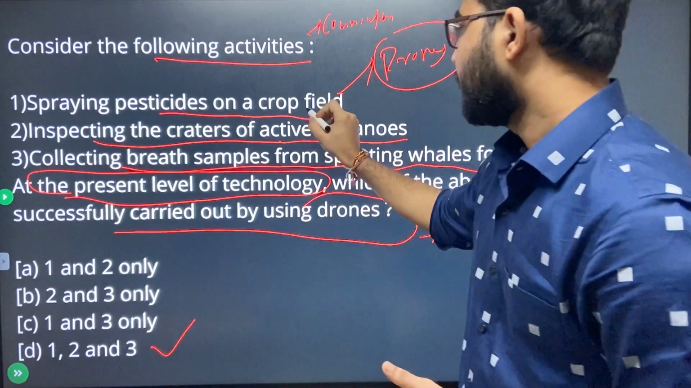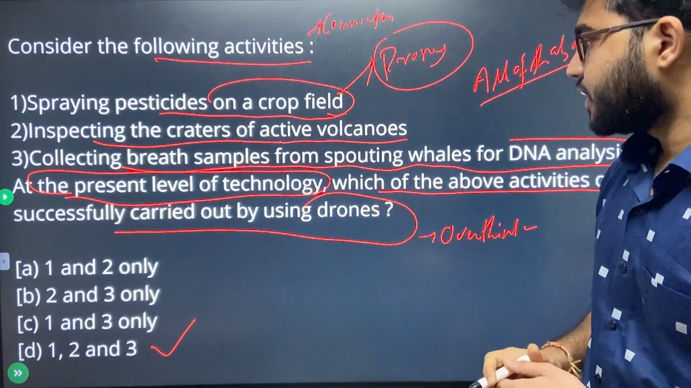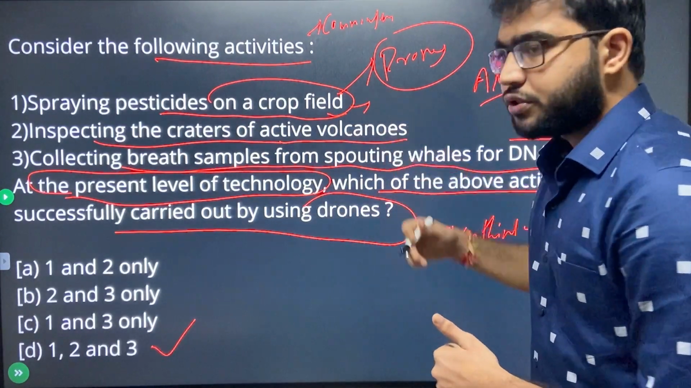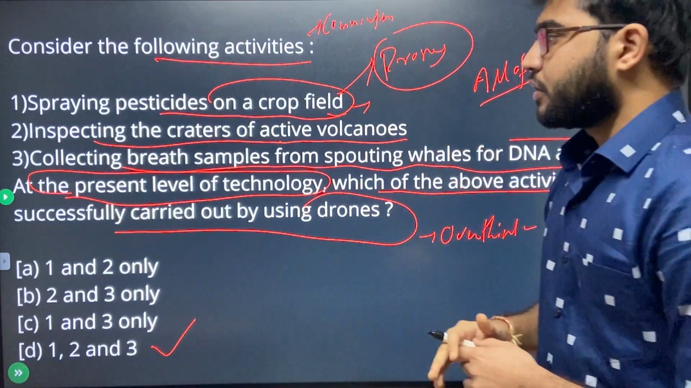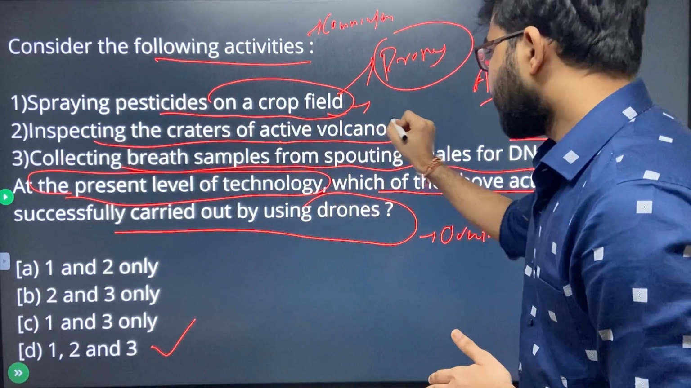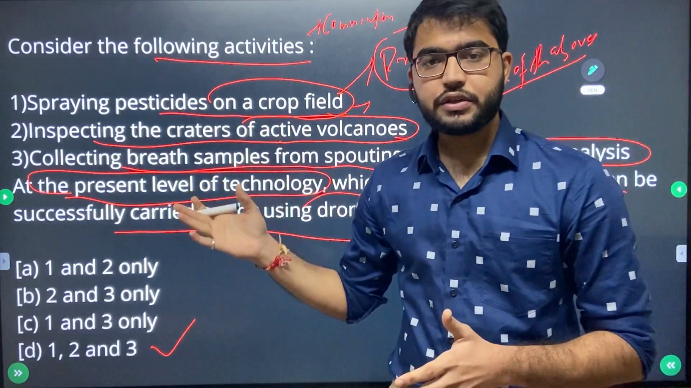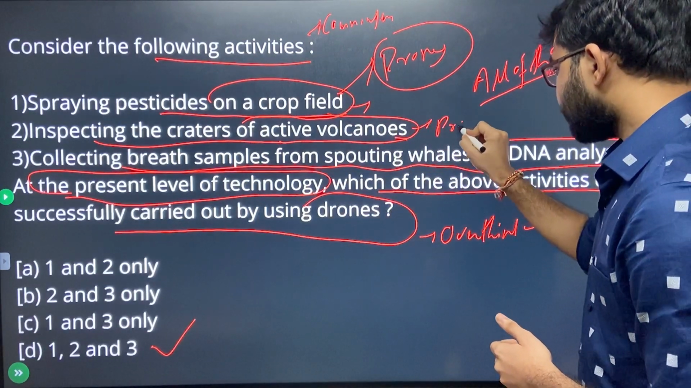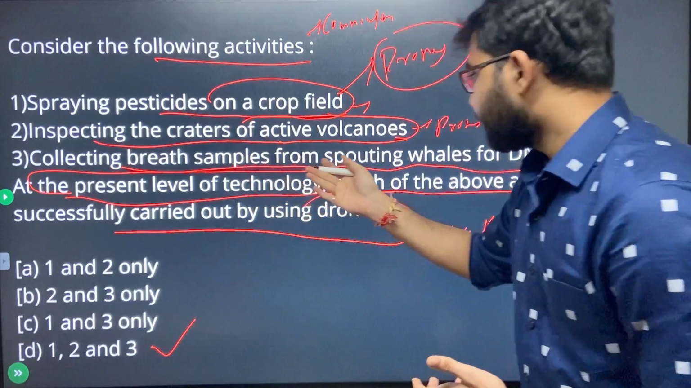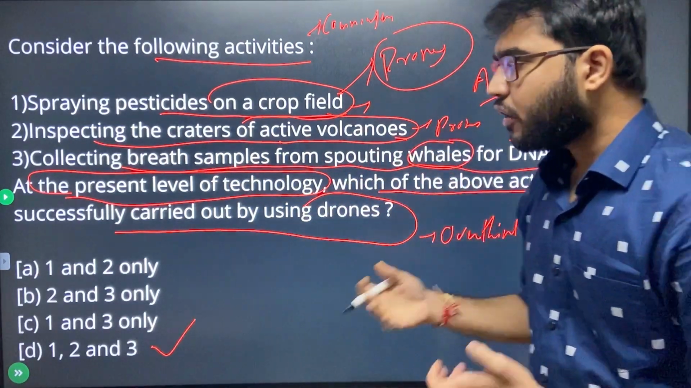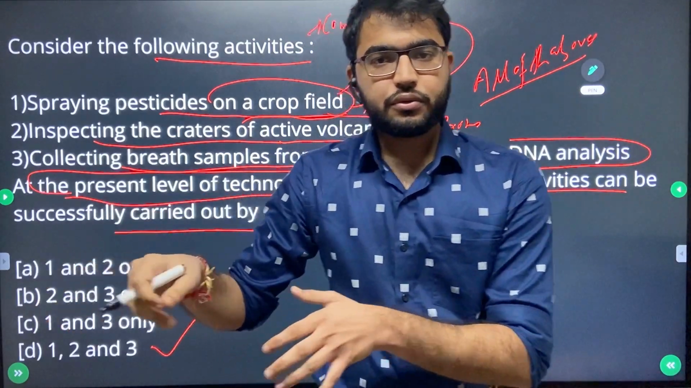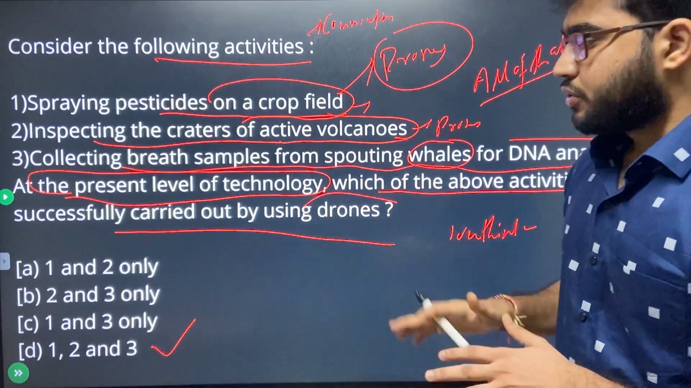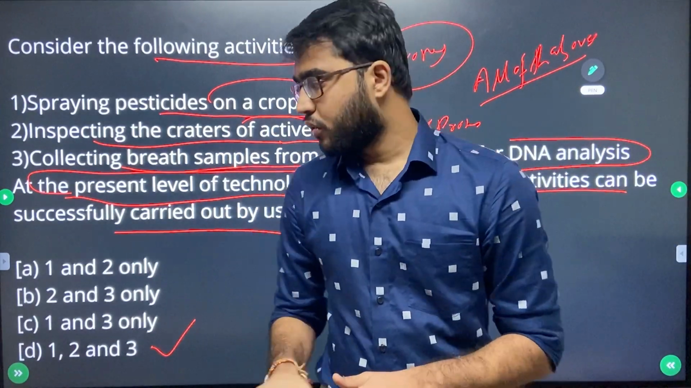See, on a crop field, it is very obvious that a drone can be used for spraying pesticide. It can also lead to some pollution, air pollution and all. So drones can be used. Then inspecting the craters of active volcanoes. Again, it is a very dangerous activity. Volcanoes, a human cannot go and inspect. So of course, a drone can be used. Then collecting breath samples from sprouting whales. It is very obvious that we human beings are not going to take the breath samples of whales. It is also very dangerous. So again, a drone can be used. So here, don't overthink. Just apply your common sense and go with D.